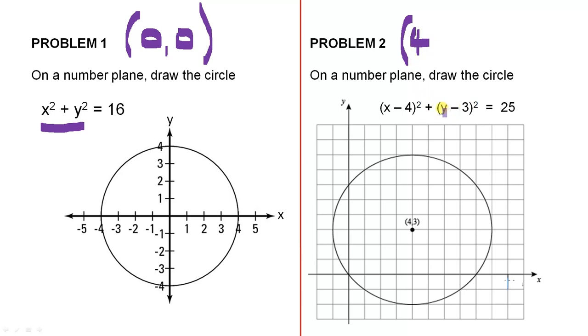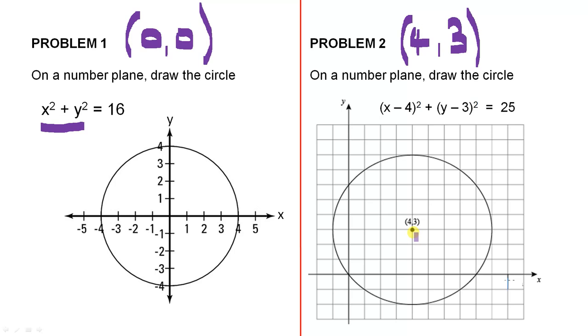What's the value of y? So the value inside the grouping symbol is 0. Y has to be 3. So there we go. And we have the point 4, 3. And that is the centre of the circle.